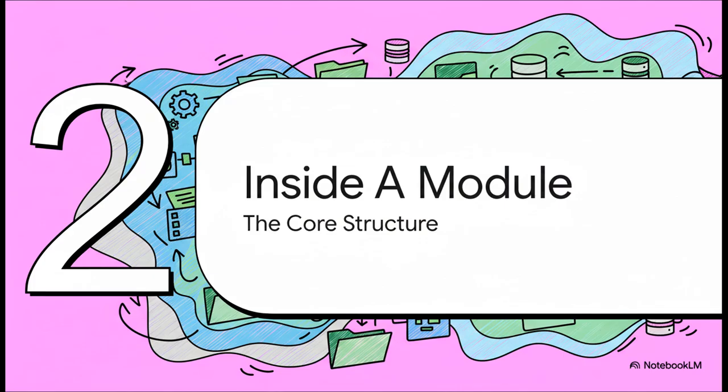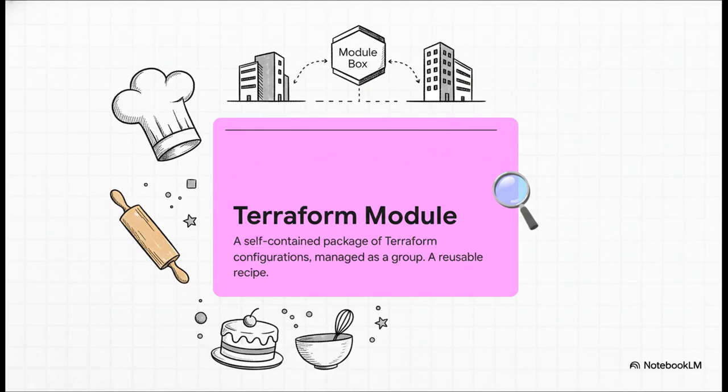All right, so we've nailed down the why. Now let's talk about the what. Let's pop the hood and take a look inside a module to see the basic structure that makes it all tick. At its heart, a module is just a self-contained package of your Terraform code. In this recipe analogy, it's perfect. Think about it. You don't write out the instructions for how to bake a cake from scratch every single time you want one. No way! You follow a proven recipe, and you just customize the ingredients, maybe the type of frosting or how many layers. Well, a module is your reusable recipe for a piece of infrastructure.